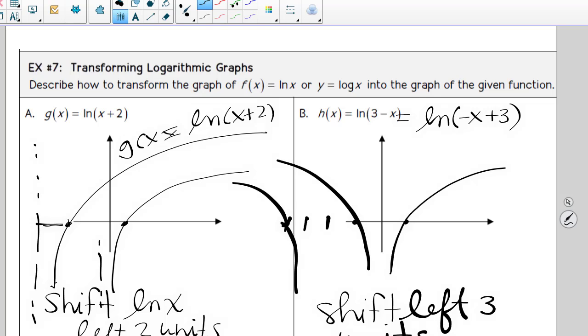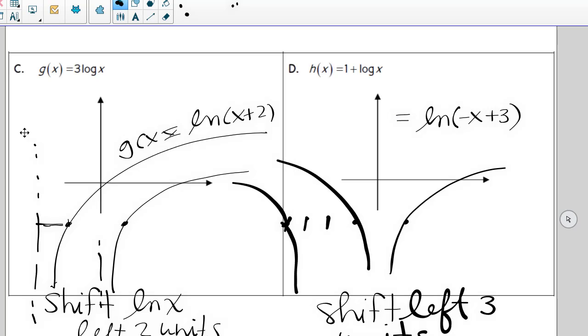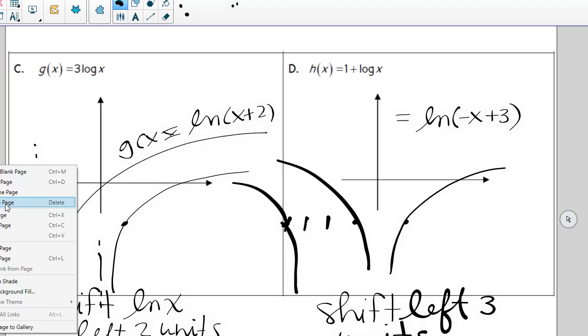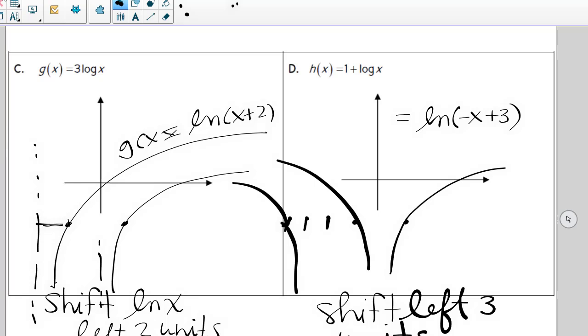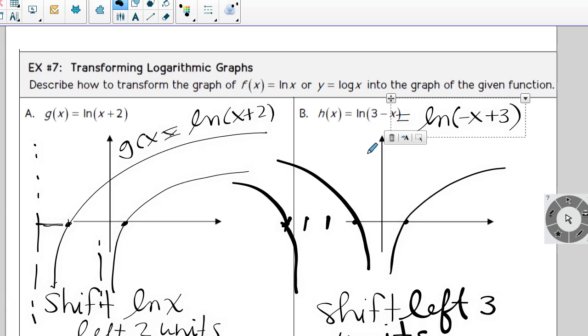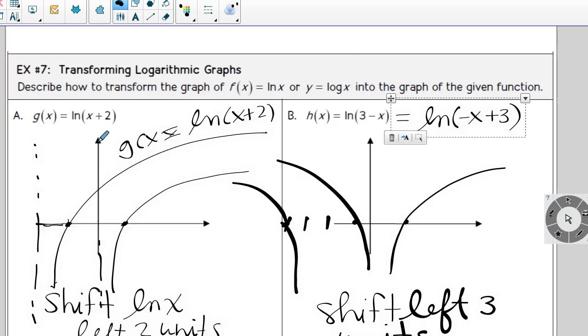What's that? Oh, this is the problem. Yeah, the notes. All right, let's look at these and then I think we got another example. Let me just get a blank page.